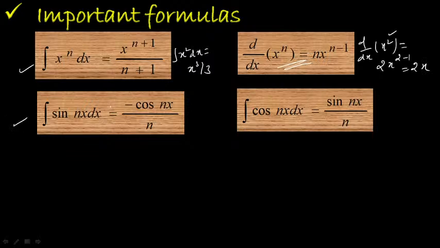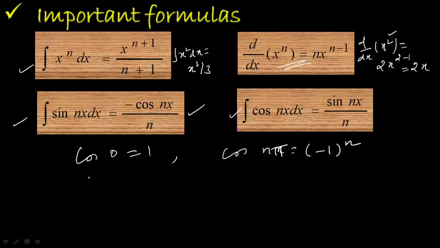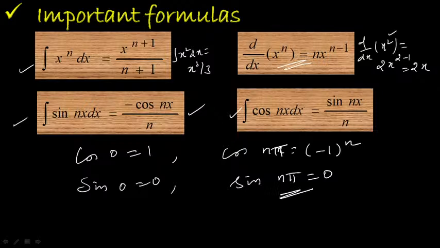Next one, integral sin nx dx is equal to minus cos nx divided by n, whereas integral cos nx dx is equal to sin nx divided by n. The limit values you should also know. The value of cos 0 is 1, whereas cos n pi is equal to minus 1 whole power n, whereas sin 0 is 0 and sin n pi value is 0 whenever n is an integer. Here we have to discuss only integer values, so sin n pi value is 0. Now let me move on to the problem.